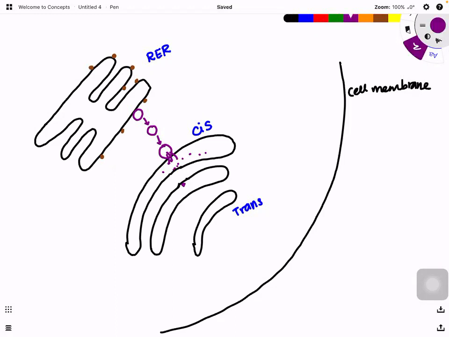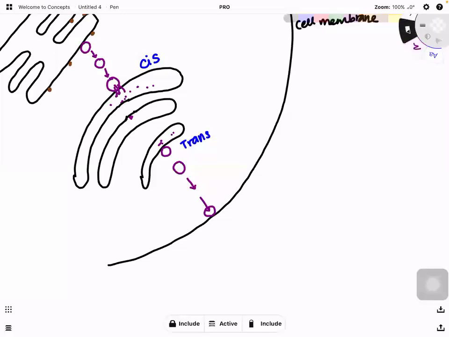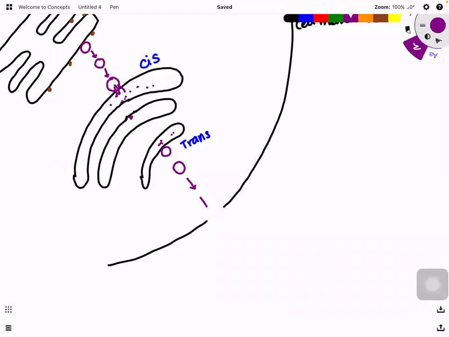So this vesicle at the end, coming here already, is packed as the Golgi vesicle. This Golgi vesicle will move towards the cell membrane, can you see that? And then attach and fuse to the cell membrane. When it fuses, it forms something like this, and then it can release the protein, glycoprotein, out of the cell. This is the process called exocytosis.